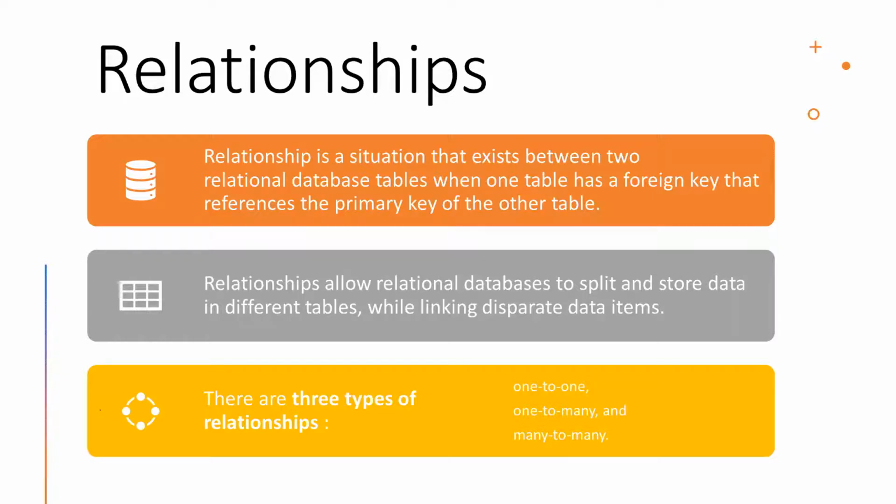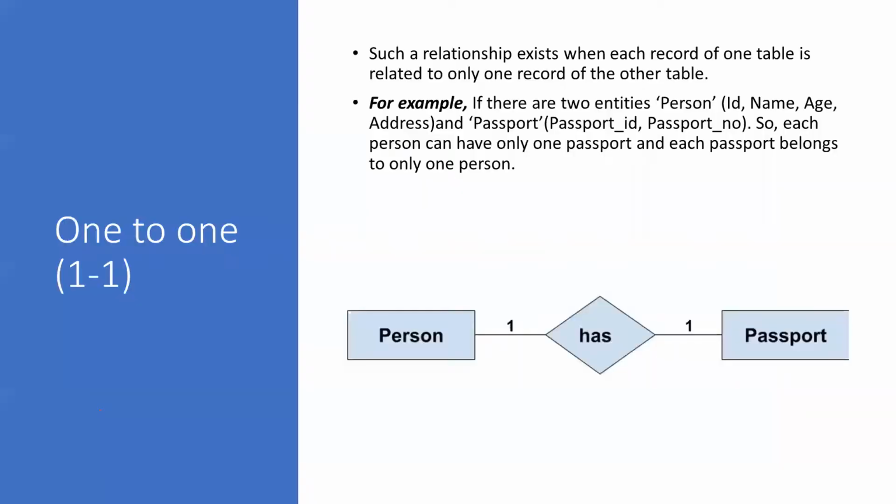Now we would be talking about different types of relationships. Firstly, one to one relationship. For example, we have two tables, one is a person table and another is a passport table. If you see in the diagram, there is 'has'. The diamond contains the relationship that it has, and on both sides of the diamond there is one. That is, one person has one passport.